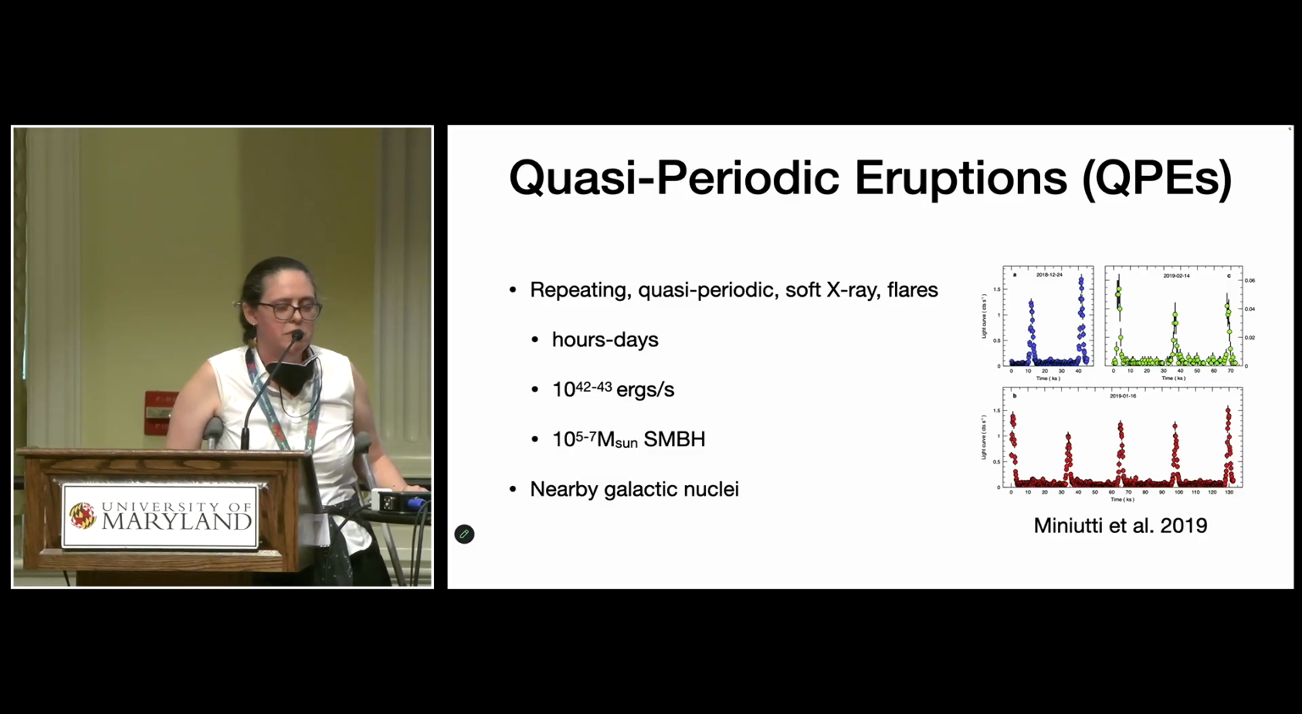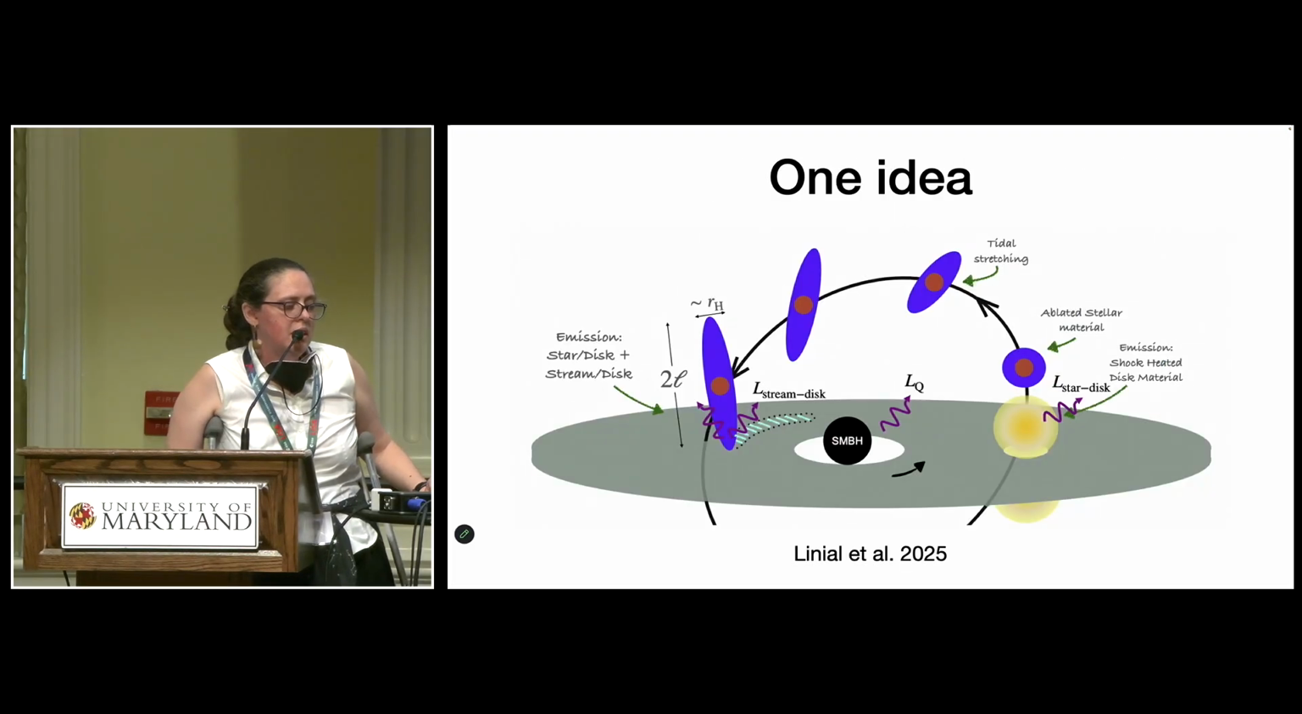Each flare is about 10^42 to 10^43 ergs per second, and they occur around 10^5 to 10^7 solar mass supermassive black holes in nearby galactic nuclei. So this is kind of exciting. What are these things? Well, they're so rigorously periodic that people are pretty strongly suggesting that they have something to do with something orbiting that black hole. So this is obviously a LISA candidate source.